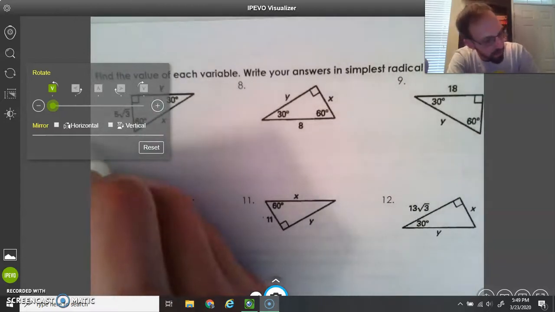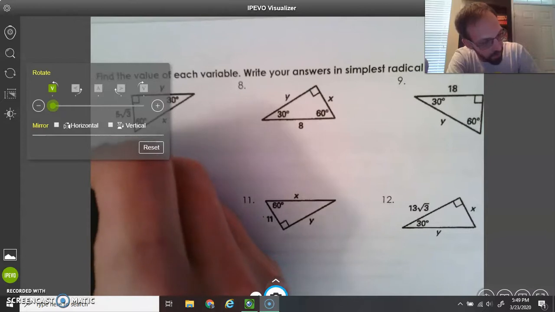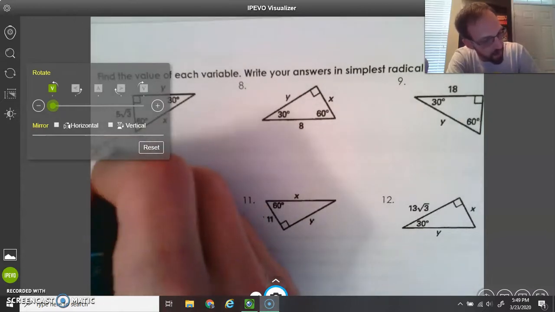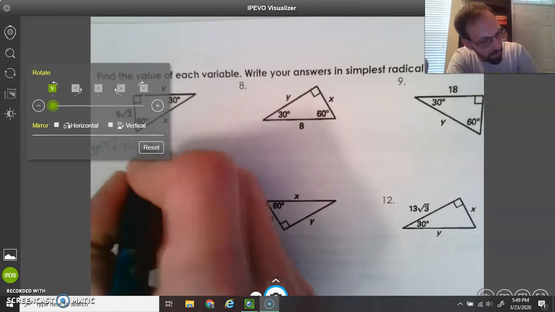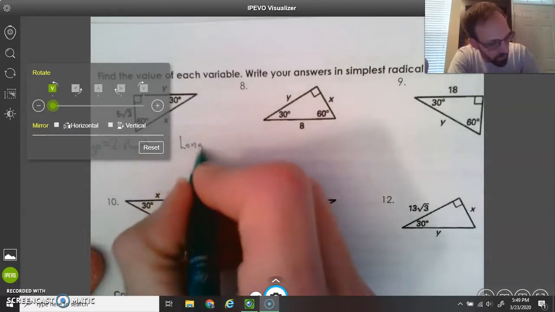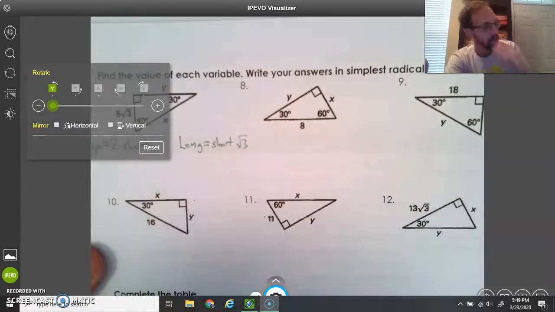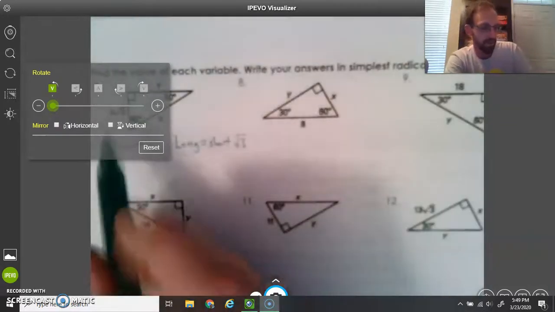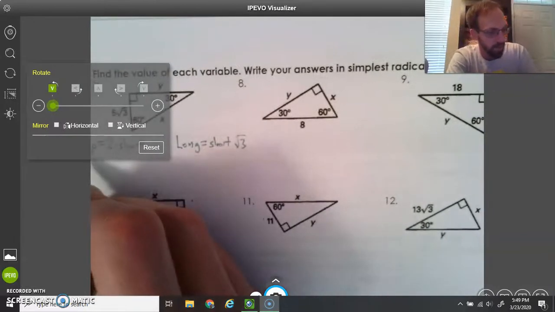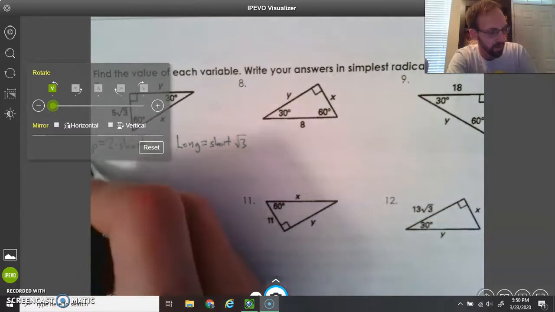So this one, we're actually going to use two formulas. We're going to use hypotenuse, remember, it's hip to abbreviate it, equals 2 times short. And long equals short times square root of 3. Now I'm using these two the way this is set up because I know the hypotenuse, remember, is the side across from the 90 degrees. So that's going to be our x.